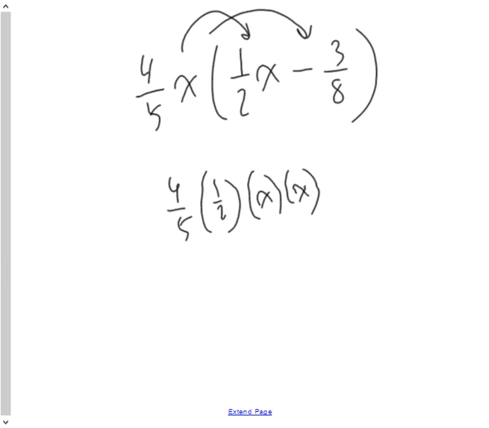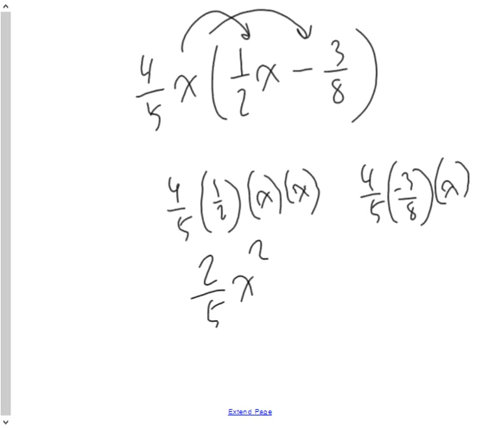The product of 4/5 and 1/2, multiply the numerators to get 4, multiply the denominators to get 10. Reduce that to lowest terms, and you'll get 2/5 x squared. On the next part, 4/5 multiplied by negative 3/8 multiplied by x. If I multiply my numerators, I'll get negative 12, multiply my denominators, I get 40. Reduce that down to lowest terms, 12/40 is going to be 3/10. So that's going to reduce to 3/10 x.